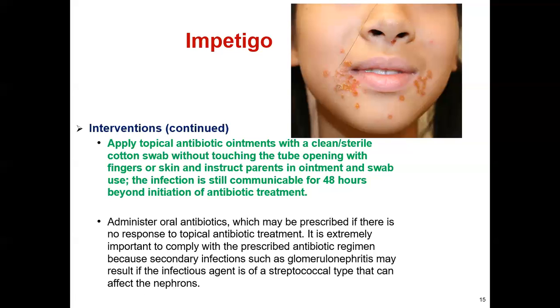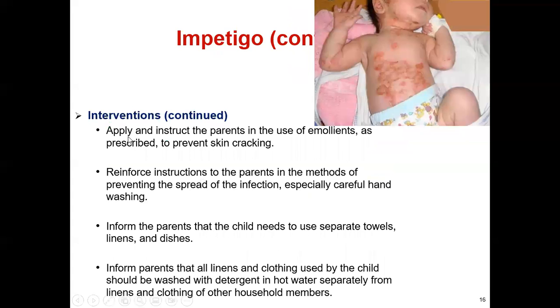So if a baby has impetigo and the organism is streptococci, and the baby does not get treatment or is poorly treated, this infection can spread to the kidney and lead to the formation of glomerulonephritis. Inflammation of the glomerulus, chronic inflammation, can lead to kidney failure. So what else?